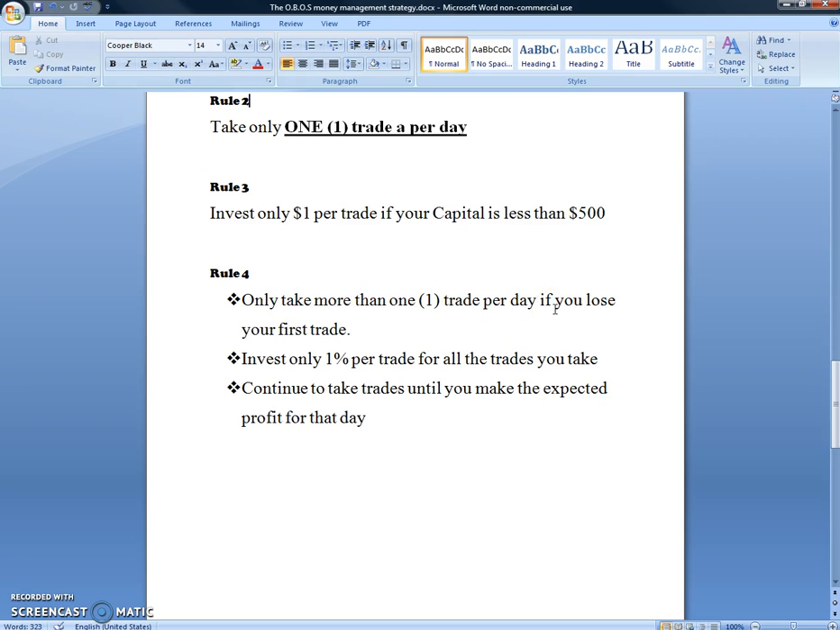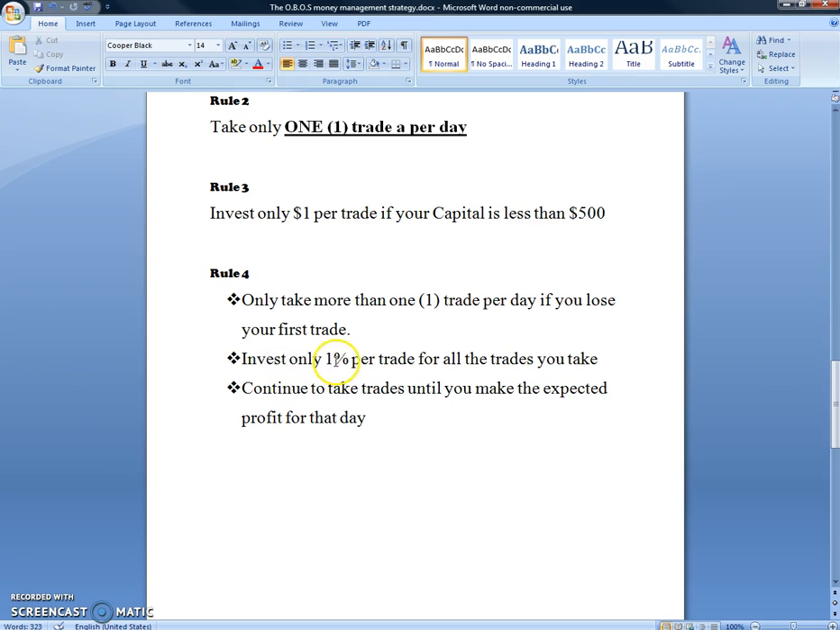Then rule 4 says that you can only take more than one trade per day if you take your first trade and you lose it. Then you still have to keep going so you can make the profits for the day. So you only take more than one trade if you lose your first trade for the day. But if you win your first trade for the day, that's it. Do not trade again. Just leave it at that. Are we good?